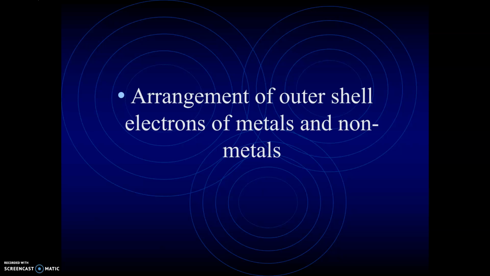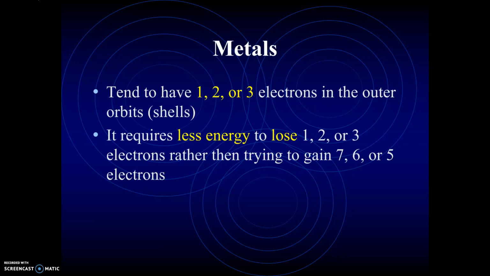All right, so we're going to look at the arrangement of outer shell electrons of metals and nonmetals. Metals tend to have 1, 2, or 3 electrons in their outer orbit. It requires a lot less energy to lose 1, 2, or 3 electrons than to gain 7, 6, or 5 electrons. Remember, our metals are to the left of that staircase on your periodic table. So it'd be a good idea to bring out your periodic table and take a look at it. All of the metals are on the left side of the periodic table staircase, besides hydrogen. Remember, hydrogen's the outlier.